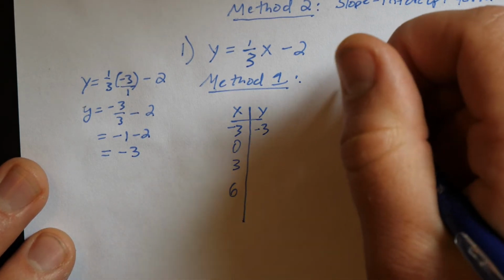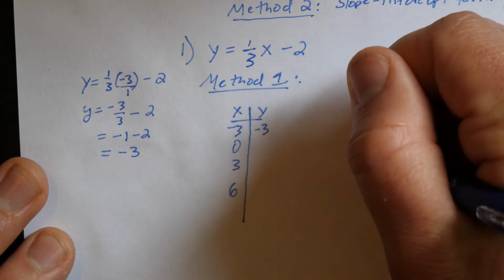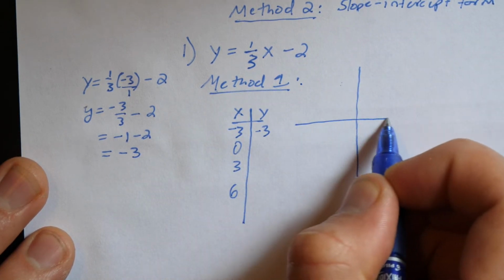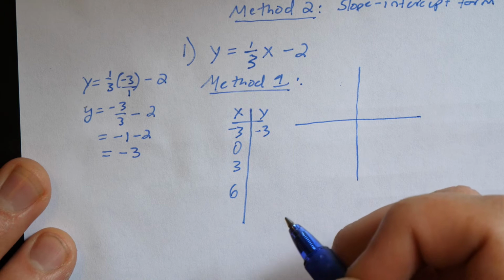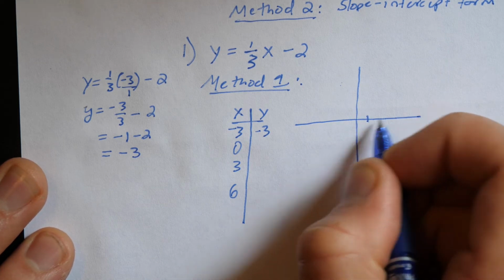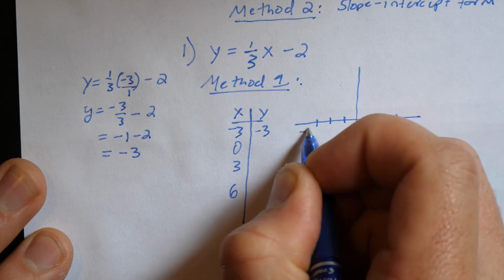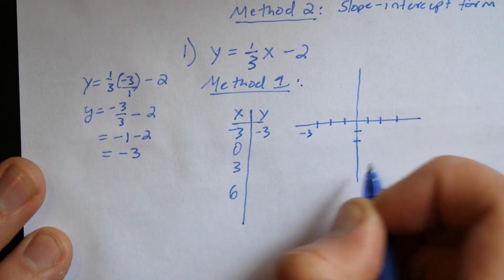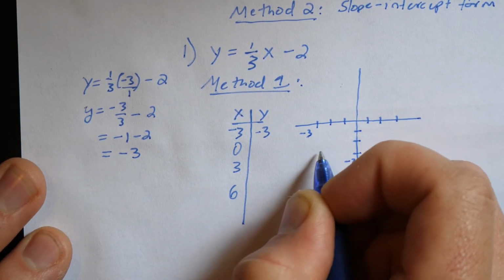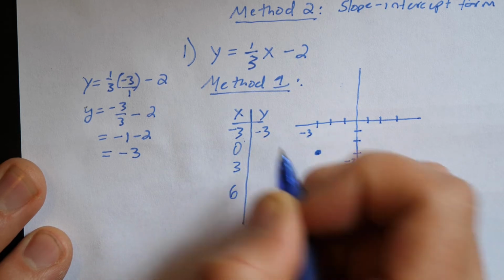Now over here on my graph, I can plot that point. So I get 1, 2, 3, negative 1, negative 2, negative 3, and then negative 1, negative 2, negative 3. So right there, I'm going to get that point, negative 3, negative 3.